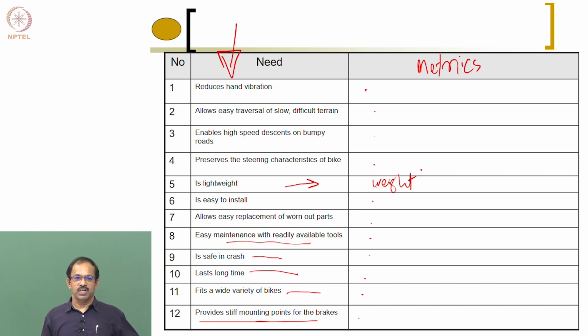Material. Who said material? Is material a metric? Yes or no? No. Why is material not a metric? It is not dependent, right? Because when you say material, you cannot do much. You take steel or you take aluminium or whatever it is, right? So it's not a dependent variable. It's an independent variable.